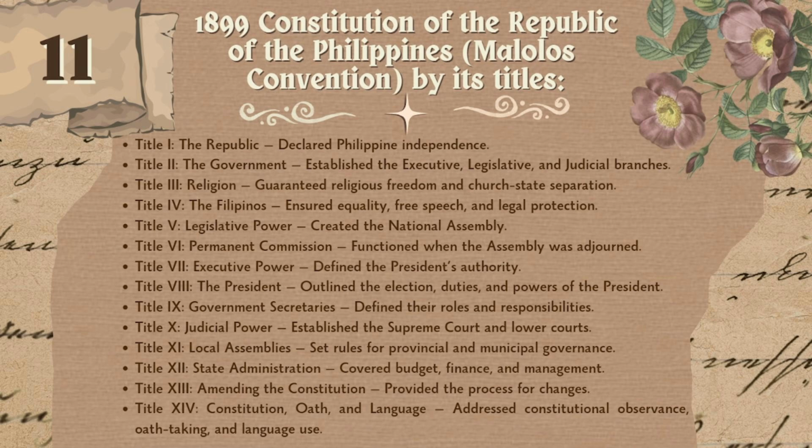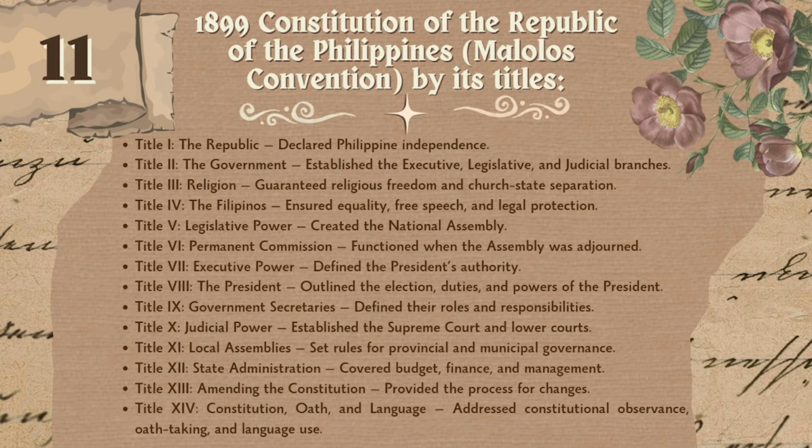Title number 5, Legislative Power, created the National Assembly. Title number 6, The Permanent Commission, functioned when the Assembly was adjourned. Title number 7, The Executive Power, defined the President's authority. Title number 8, The President, outlined the election, duties, and power of the President. Title number 9, The Government Secretaries, defined their roles and responsibilities.